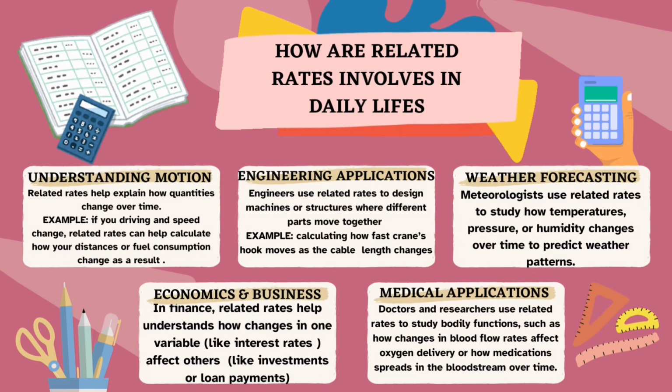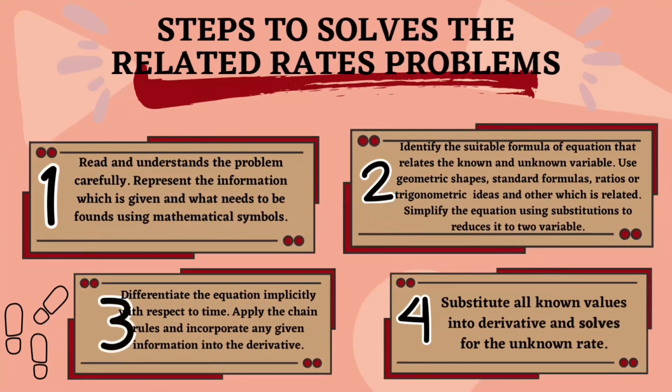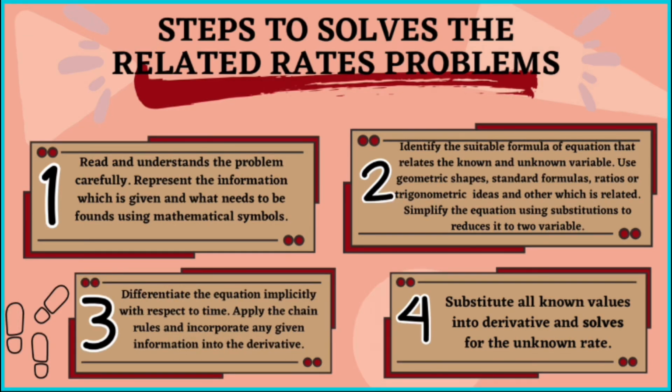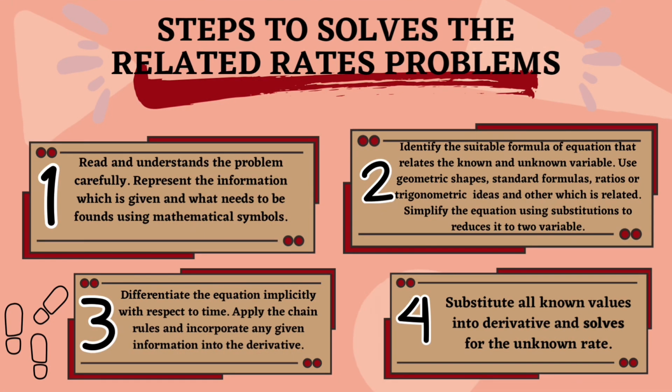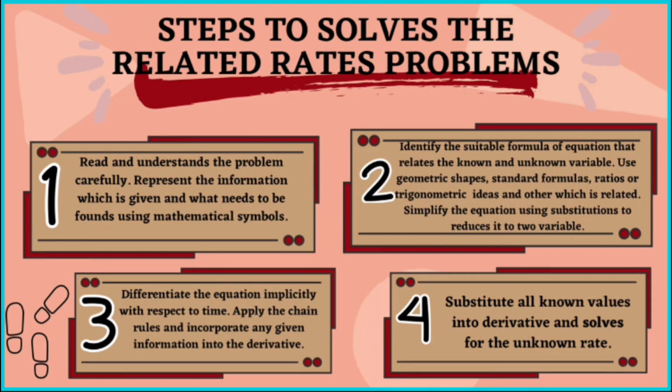There are 4 steps to solve a related rates problem. The first one is to read and understand the problem carefully. Represent the information which is given and what needs to be found using mathematical symbols. The second one is to identify the suitable formula or equation that relates the known and unknown variables. Use geometric shapes, standard formulas, ratios, or trigonometric ideas, and others related to solving the problem.